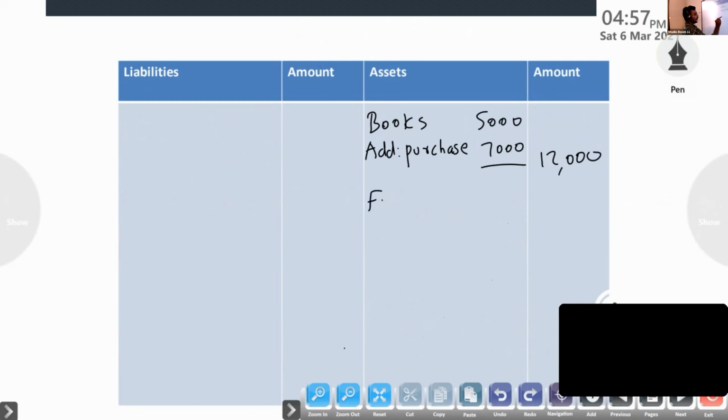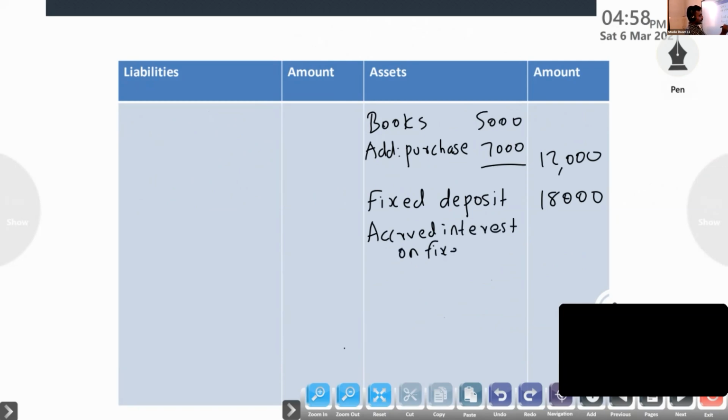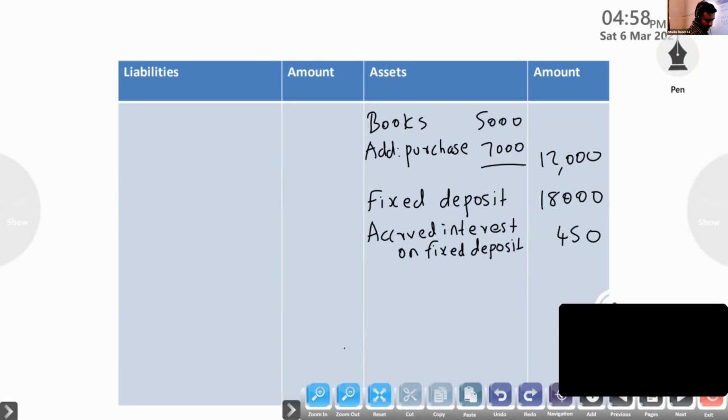Okay. Fixed deposit, 18,000. Whenever we write fixed deposit, you have to look for any adjustment, accrued interest. Only 450 accrued. Now any other? Furniture we already wrote. Then the receipt side. Ancho, any other item on the receipt side?